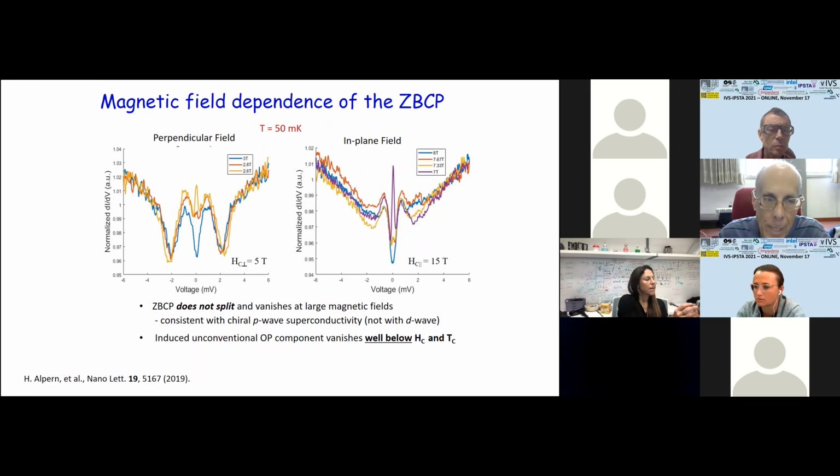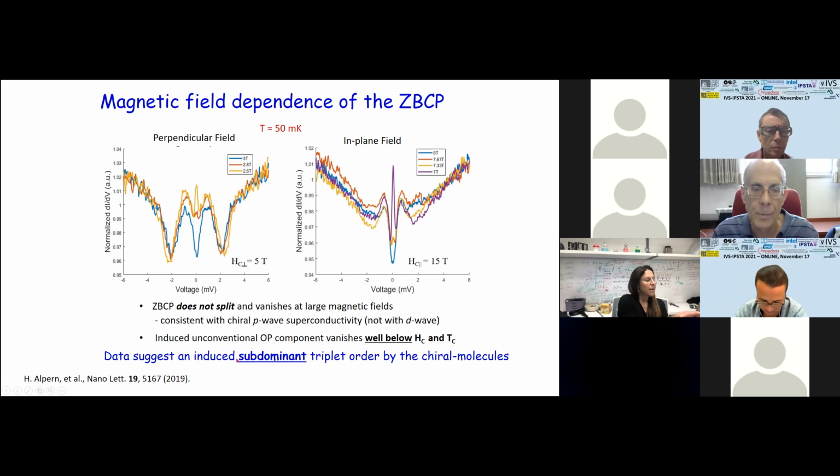Now, when we apply magnetic field, we see that we can suppress this zero bias conductance peak both for out of plane and in plane magnetic field at fields which are much lower than the critical fields, which are 5 Tesla and 15 Tesla for the in plane magnetic field. So we are talking here about a subdominant order parameter, which is induced by these chiral molecules.